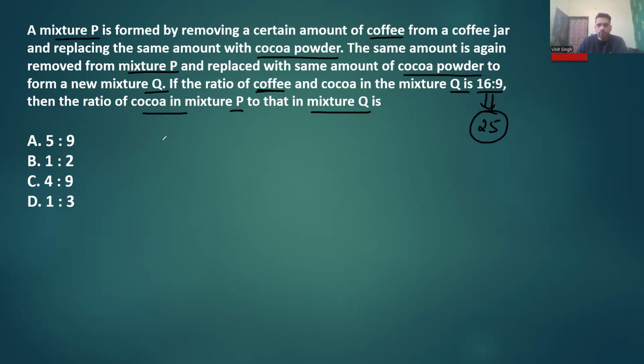So we know the formula: final quantity is equal to initial quantity into (1 minus replace upon initial) to the power n. Here n is the number of times you will replace the coffee with cocoa powder. Final quantity is 25. Sorry, final quantity is not 25. Final quantity is 16. After the mixture, how much quantity is remaining? It is 16.